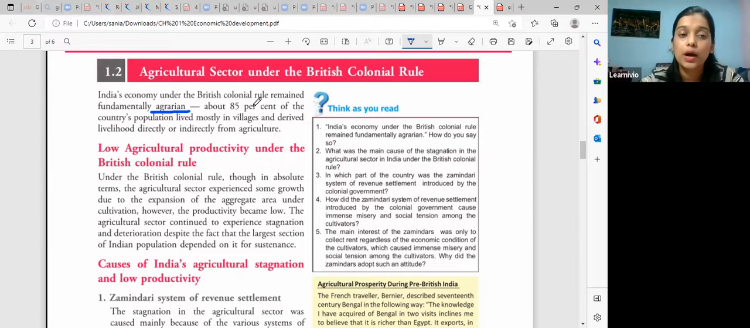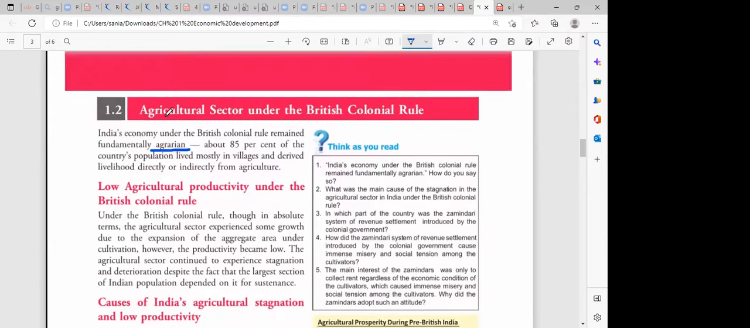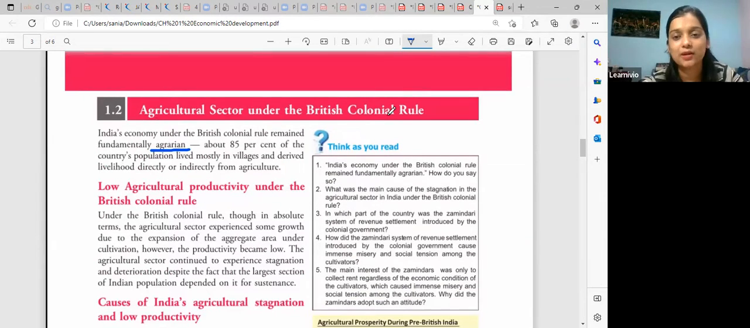So what was the agriculture sector under British colonial rule? First, the Indian economy under British colonial rule remained fundamentally agrarian. 85% of the country's population were directly or indirectly dependent on agriculture. Just write it down: Agriculture sector under British colonial rule. Then you will write, India's economy under British colonial rule remained fundamentally agrarian. About 85% of the country's population were directly or indirectly dependent on agriculture.